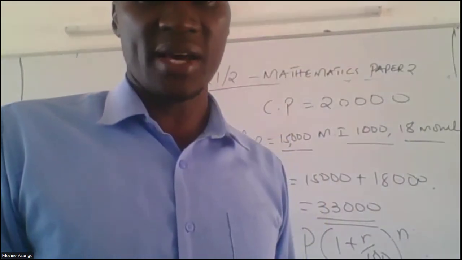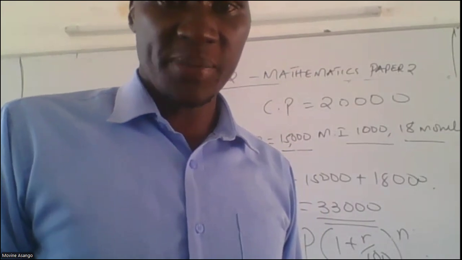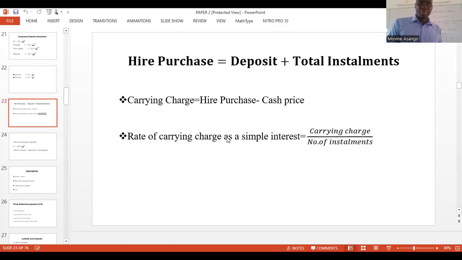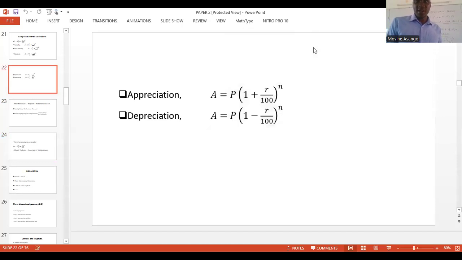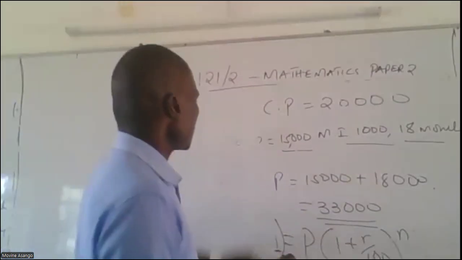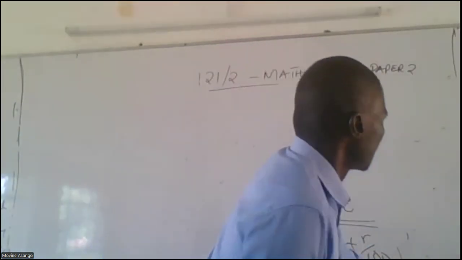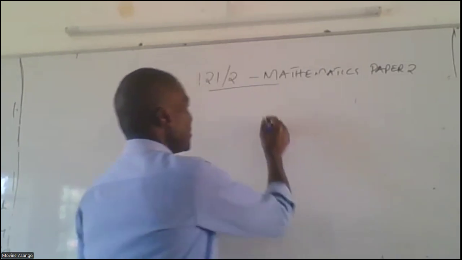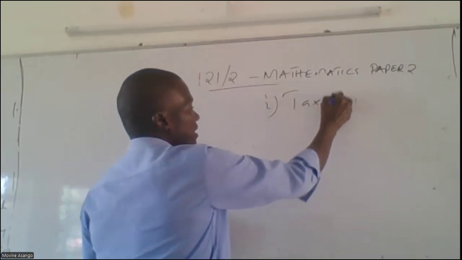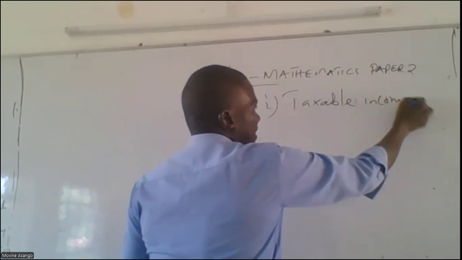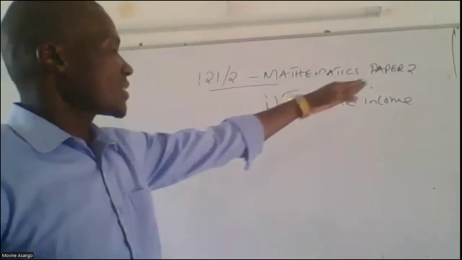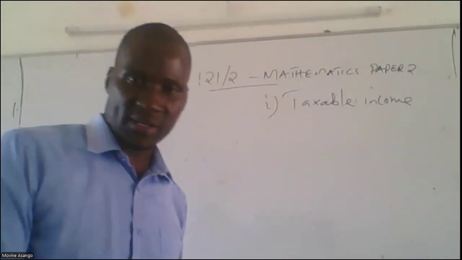The next part is income tax. Income tax has got a few things here. When we're dealing with income tax, we must know some terminologies which are very important. Number one, know what is called taxable income. Taxable income is the amount of money that is being taxed or subjected to taxation. So if you know what taxable income is, then you must be able to calculate the correct taxable income.